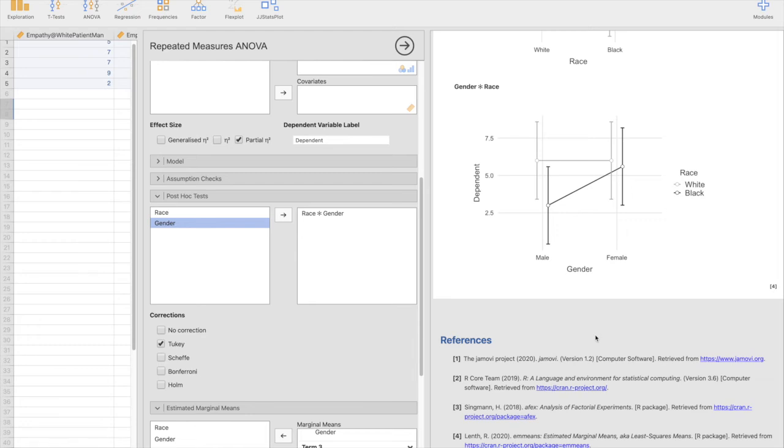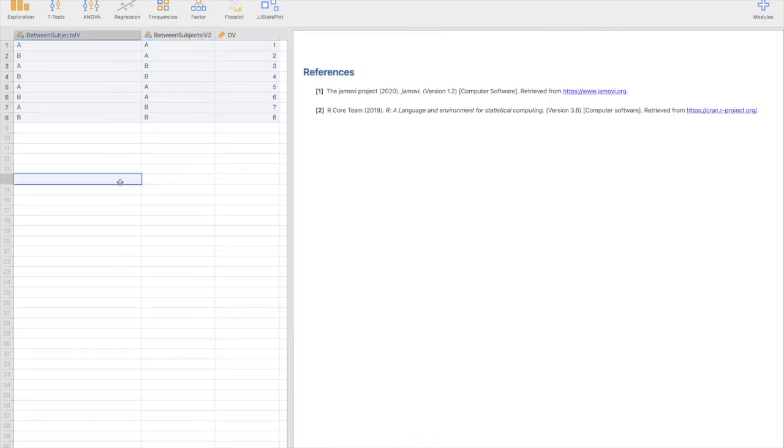All right, so we have a very simple between subjects design. It's a 2x2 between subjects design. Each participant is only in one of 4 potential cells. So that means they're only in one condition for independent variable 1 and one condition of independent variable 2.